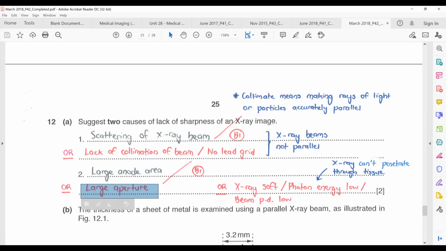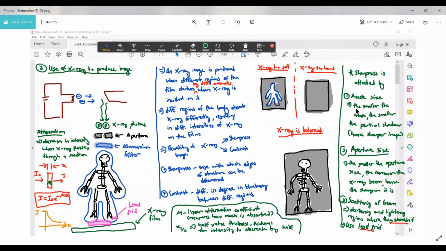That one I believe was, let me just try and find the diagram, what I meant by that. Okay, I'll just share some screen here for you. This one, I'm talking about this one. Last week I shared a screenshot of some writings on the white screen, right? Sharpness is affected by these three items: anode size, aperture size, and scattering of your X-ray beam.